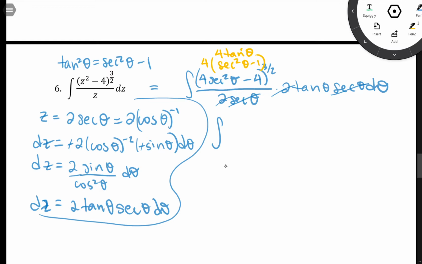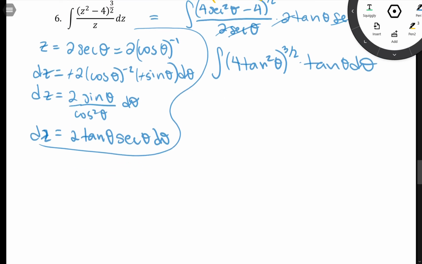So we have the integral of, where are we at? I'm just going to write this out. I have a 4 tangent squared theta. It's not square root, it's 3/2 power, times tangent theta d theta. Okay, so 3/2 power. If we take 4 and square root it, we get 2. And then if we cube it, we get 8. If we take tangent squared, square root it, we get tangent. And then we cube it, we get tangent cubed theta.